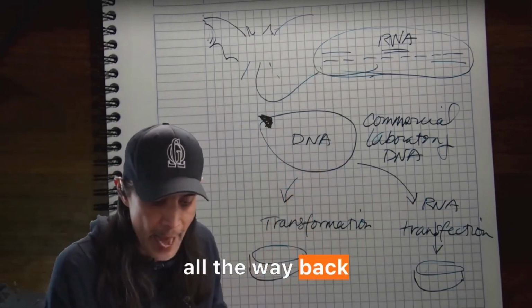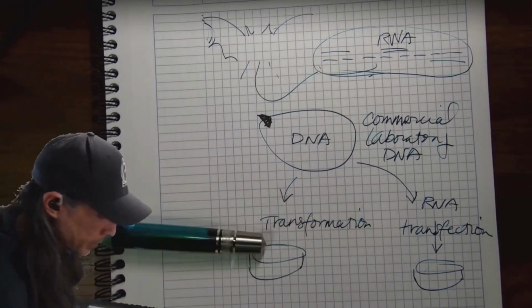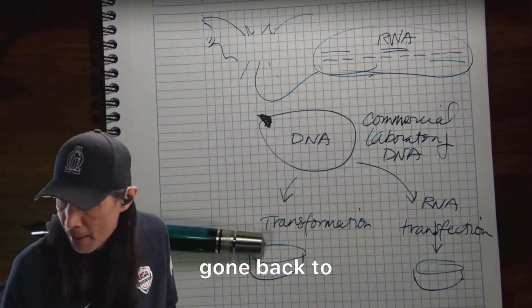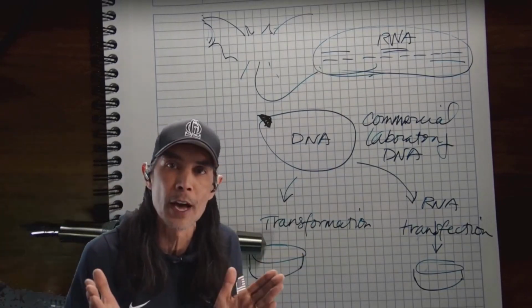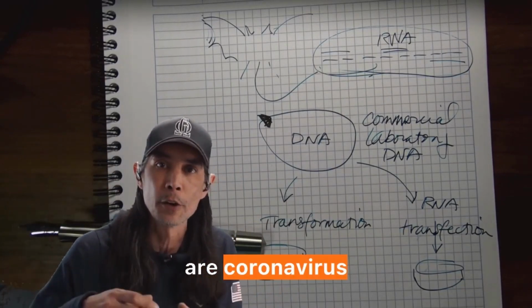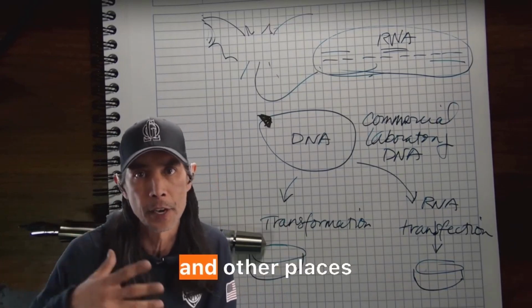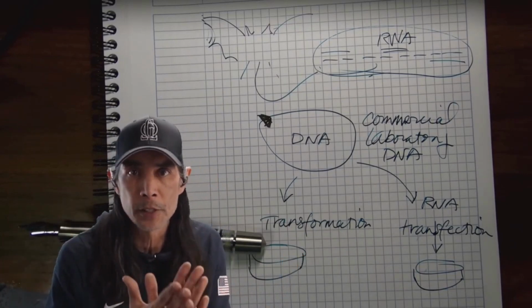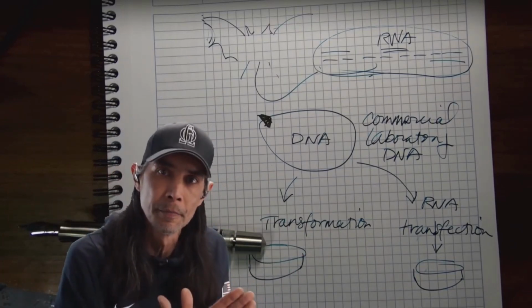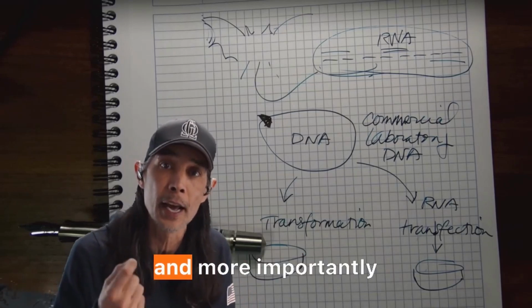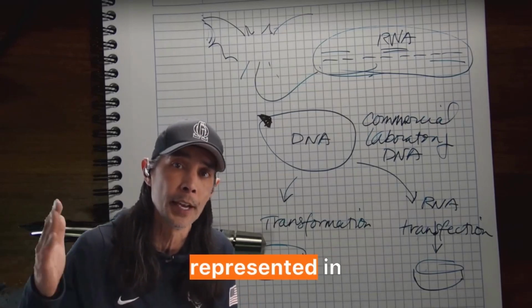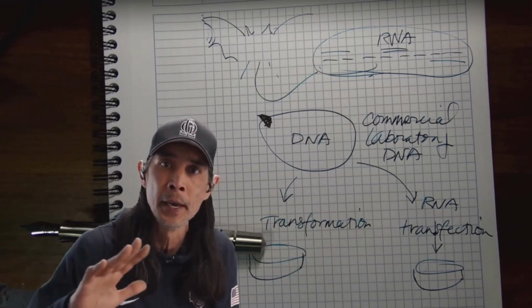And you can go all the way back. I mean, I've tried my best. Some of the books that I've gone back to are books that were just thrown out of libraries, coronavirus meetings from the Netherlands and other places. These phenomena are real, but how they are represented, and more importantly, how they have been represented in the past decade or so, is not.